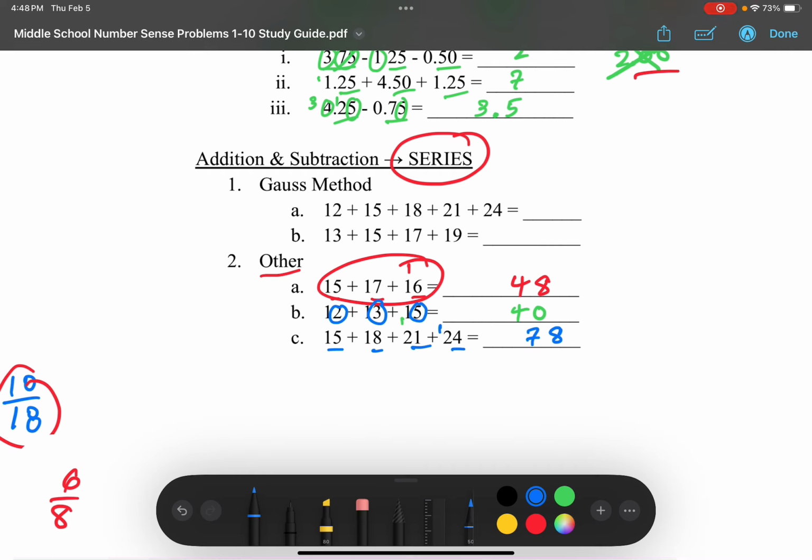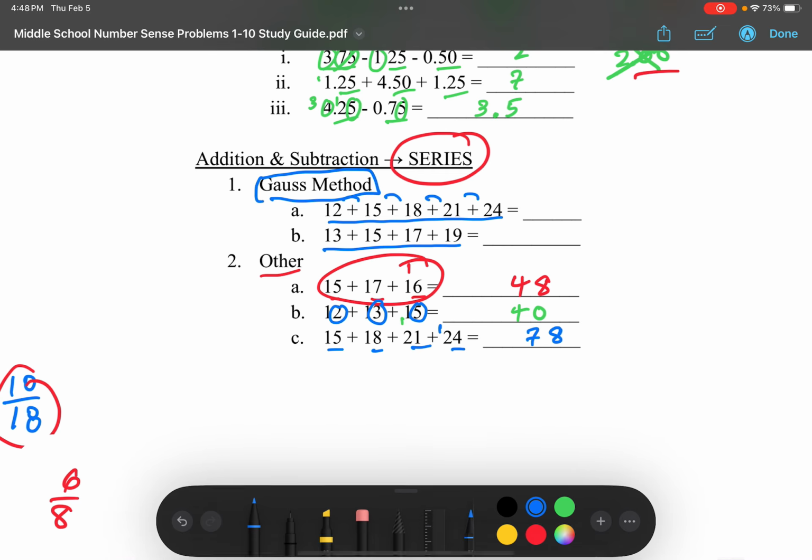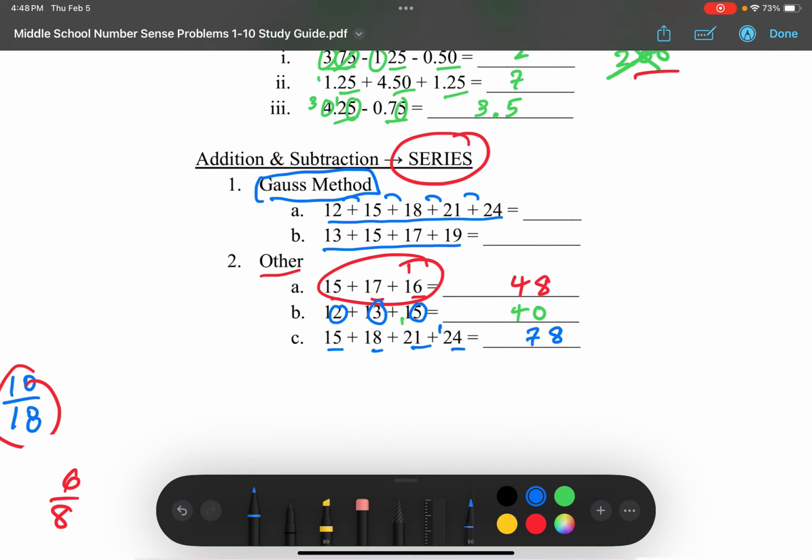Now, if you see something like this where there's a pattern, they're skipping by the same number, like for instance, these are skipping by 3s, right? There's something called the Gauss method. And I can go into it, and if you want to jump into it in another video, you guys can do that too. But here's the trick.